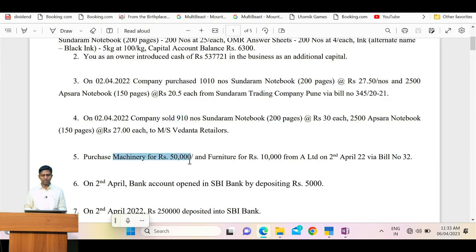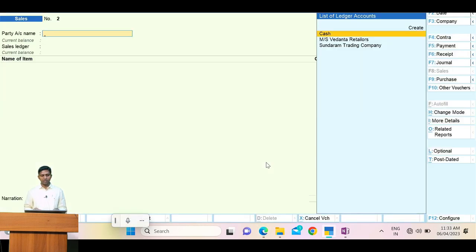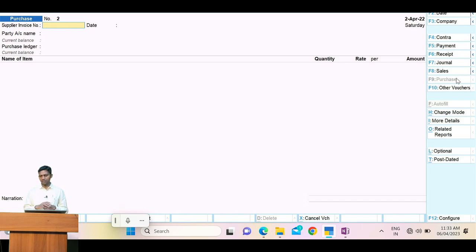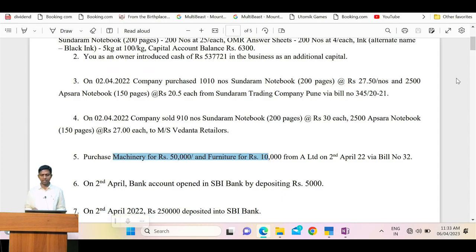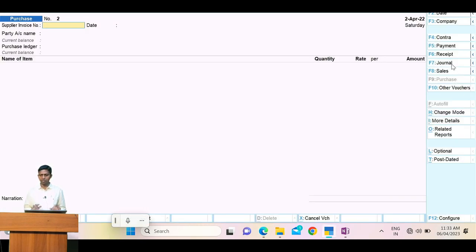Okay, then purchase machinery. Yes, purchase machinery. This transaction is possible in purchase, but in Tally Prime, the extra setting to allow fixed assets and expenses in a purchase is not there, I think. I haven't found it. If you find it, then activate that setting and pass the fixed asset purchase entry in a purchase voucher type. Otherwise, yes, you can pass this entry in the journal voucher type. I think so, use journal only.